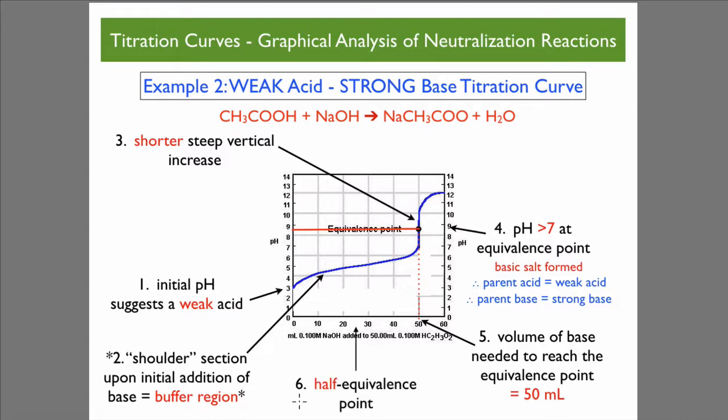And here it's worth looking at the half equivalence point. The pH at half equivalence point is the pKa, and that's why it's important to know. You can see that the equivalence point is 50 ml, so the half equivalence point is going to be 25, just half it. You go along your graph, and you can find the pH at the half equivalence point. This will be the pKa.